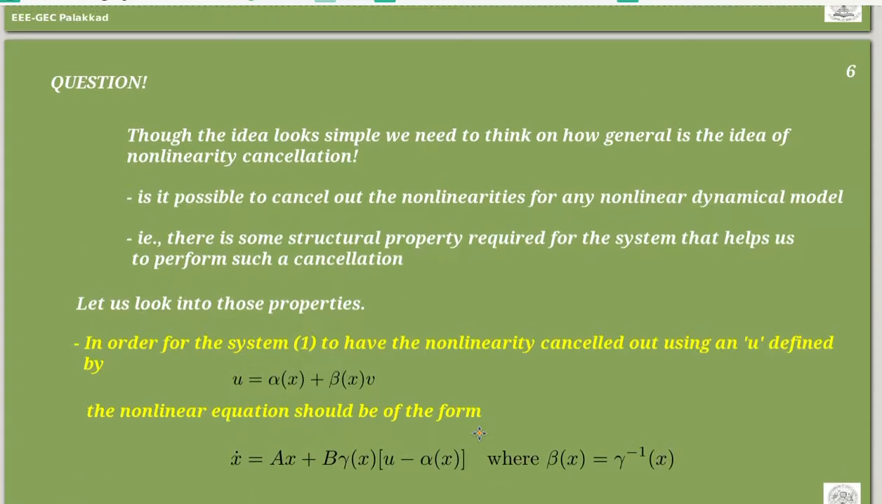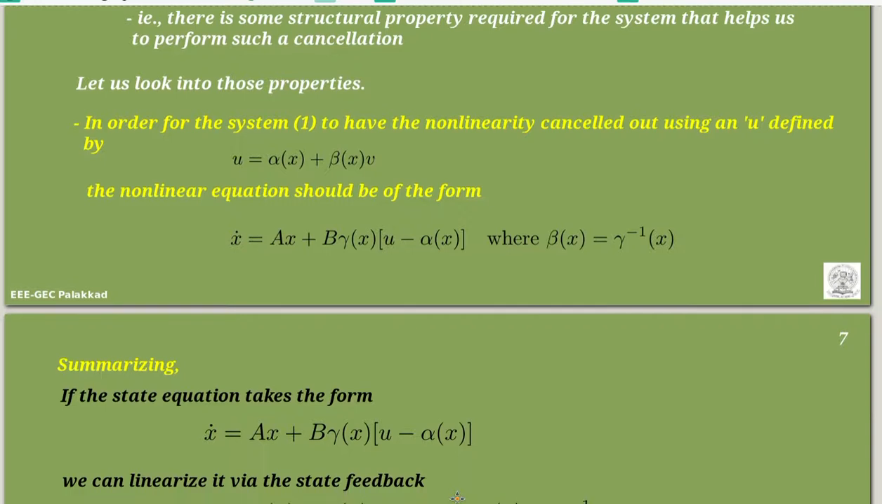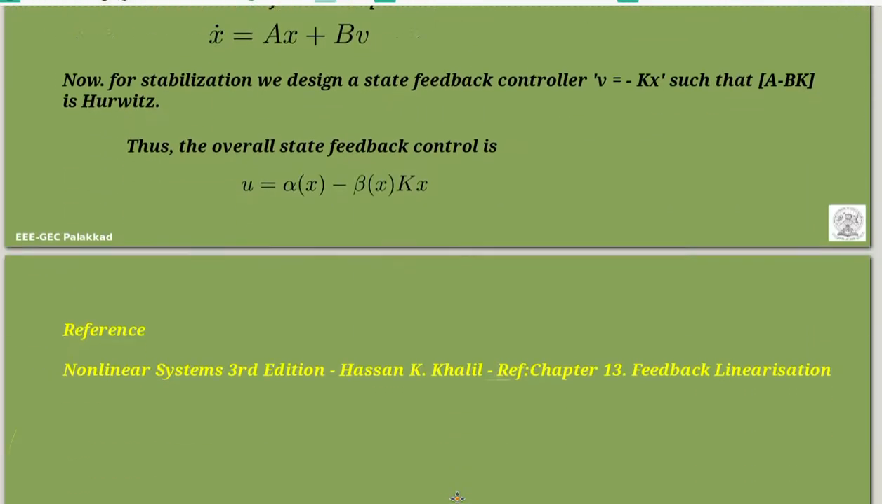We should not expect to be able to cancel the nonlinearities in every nonlinear system. There must be a certain structural property of the system that allows us to perform such cancellation. In order for the system to have the nonlinearity cancelled using u defined by u equal to alpha of x plus beta of x into v, the nonlinear equation should be in the form x dot equal to A x plus B gamma of x into u minus alpha of x, where beta of x equal to gamma inverse of x. By cancelling the nonlinearity, we are stabilizing the state equations here.